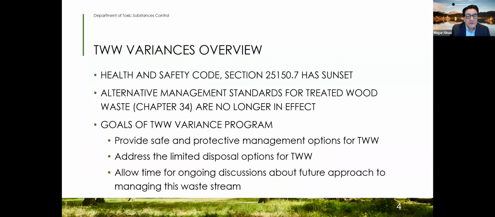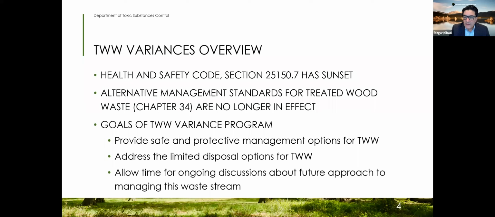So treated wood waste variances, I want to give you an overview of what that is and why it's needed. As you know, the law that allowed management of treated wood waste under alternative management standards subsided at the end of last year. And as you know, treated wood waste is considered hazardous waste and it needs to be managed as a hazardous waste. The regulations that went along with the law also sunsetted and went away. So now the only way you can manage the treated wood waste is as hazardous waste.